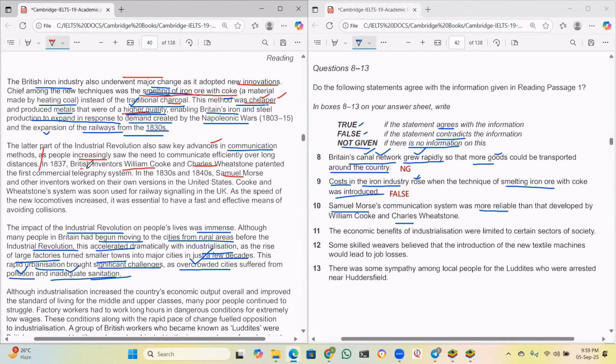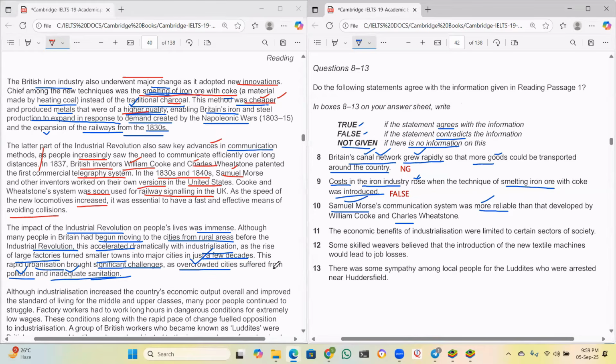Okay, in 1837, British inventors William and Charles patented the first commercial telegraphy system. In the 1830s and 40s, Samuel Morse and other inventors worked on their own versions in the United States. Okay, Cook and Wheatstone system was soon used for railway signaling in the UK. As the speed of the new locomotives increased, it was essential to have fast and effective means of avoiding collisions.